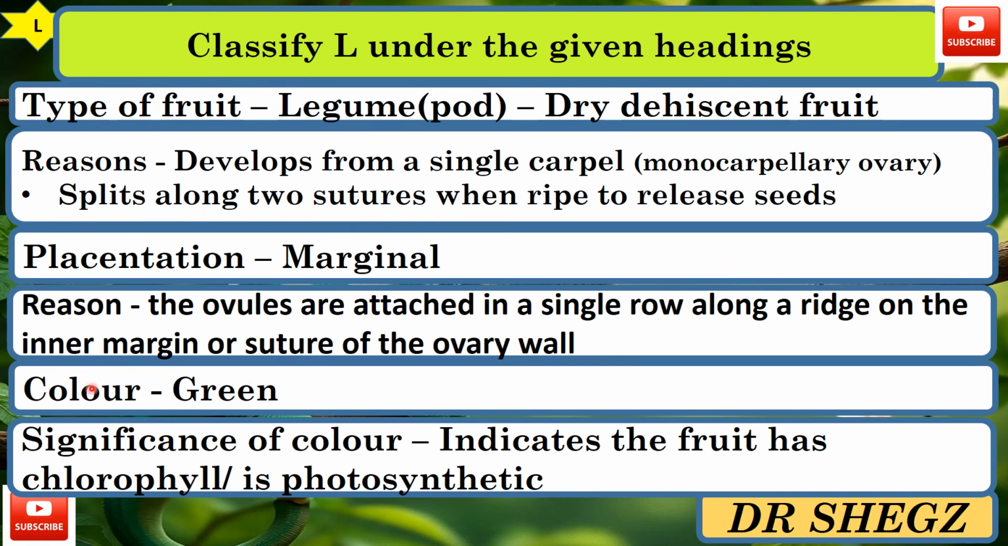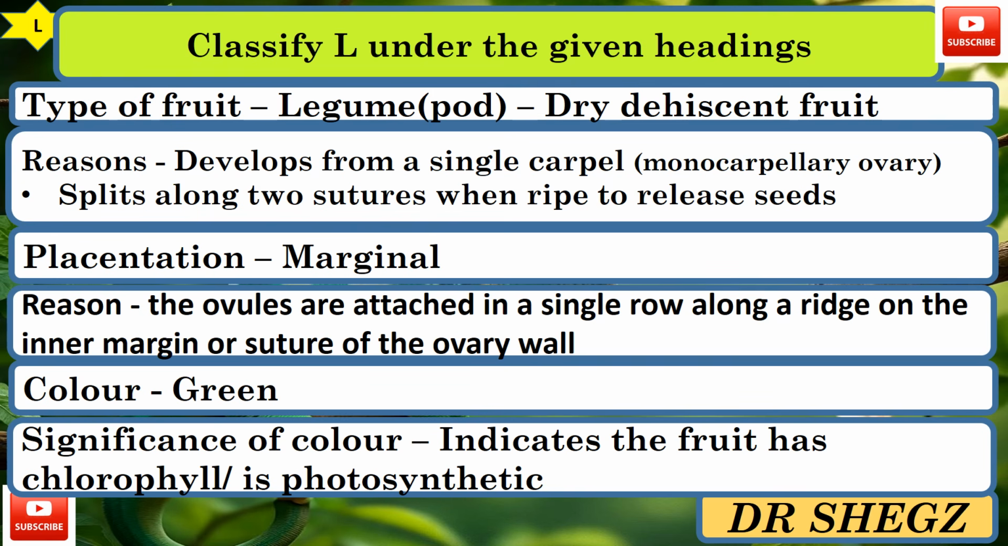So, Pride of Barbados is a dry dehiscent fruit because it splits along two sutures when ripe to release the seed. It has marginal placentation, and this is the reason why we say it has marginal placentation. It has a green color, and what's the significance of that color? It indicates that the fruit has chlorophyll and therefore is photosynthetic.